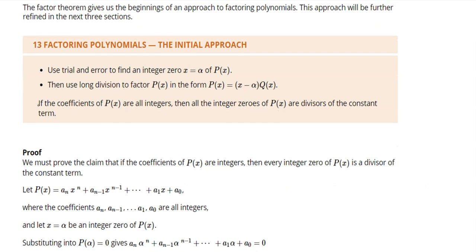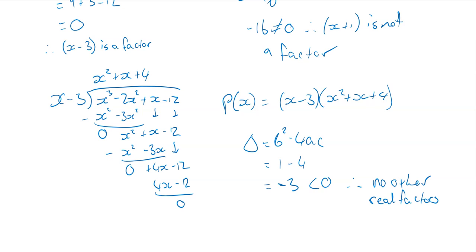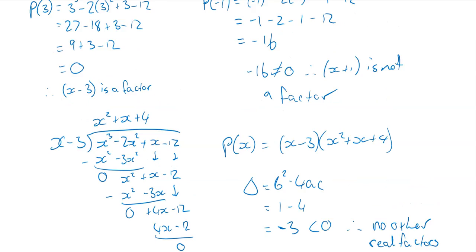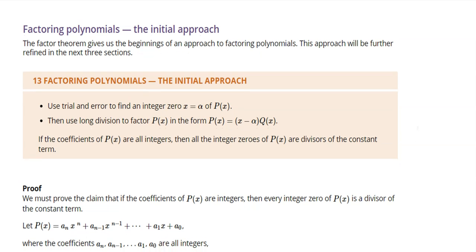So they are then all integer zeros of p of x, which are those, the linear terms, I guess, are divisors of the constant term. That makes sense because what was our integer 0 here? 3. Over there, it was 3. And 3 divides 12, or negative 12. 3 divides positive or negative 12, it doesn't matter.